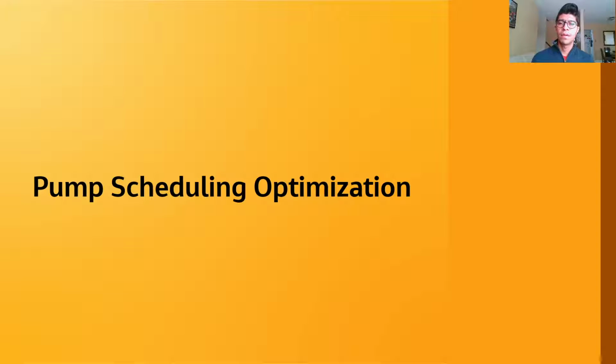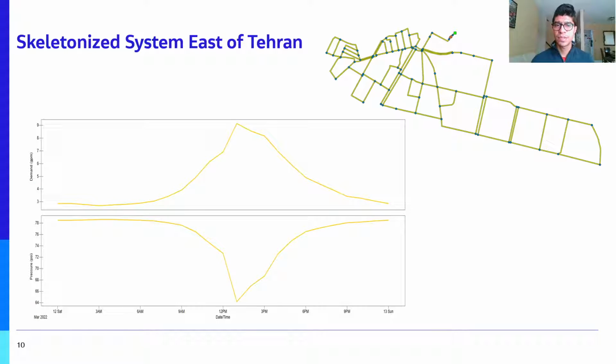So now that we talked about the heart of the system, that's the pump station, I'd like to talk to you about pump scheduling optimization. This is a schematic of a real system that I worked on in my master's thesis several years ago. On the top right, you can see this skeletonized schematic of this real system that is probably half an hour east of Tehran, the capital city of Iran.